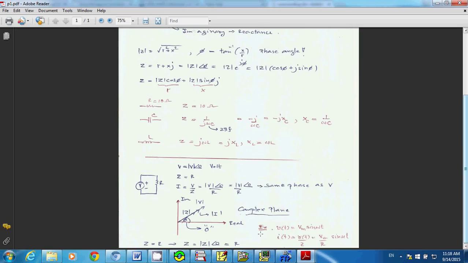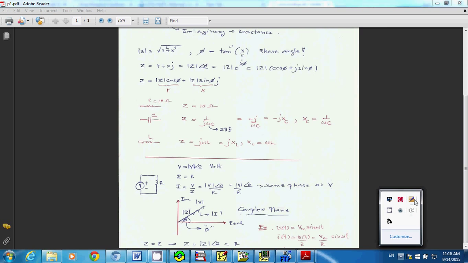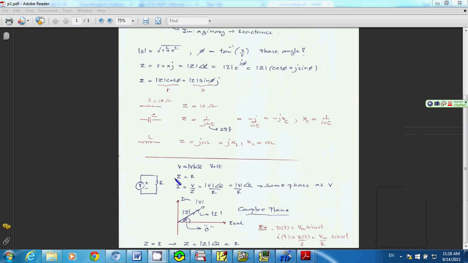Okay, let's analyze each circuit with resistor, with capacitor and inductors. For the first circuit, you have only R. Let's consider a DC voltage source. I can write V in terms of the magnitude of the voltage source, and then the phase angle is simply 0. This is the DC voltage source, right? And your Z equals R, and then you can find the current.